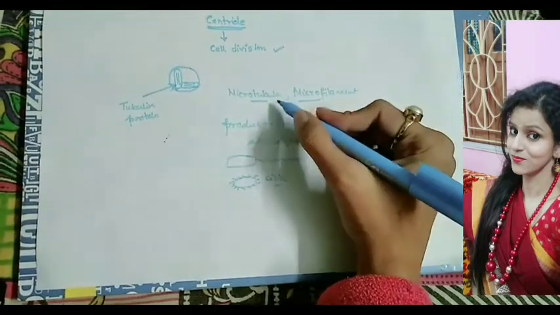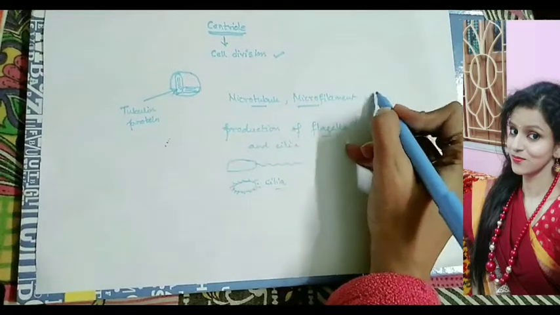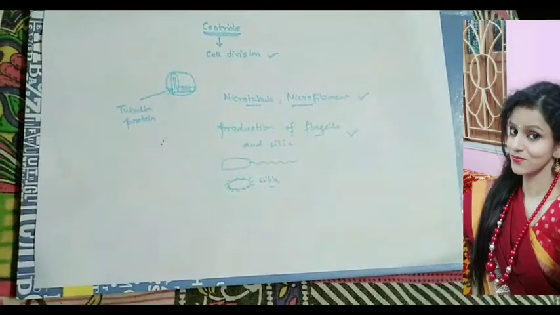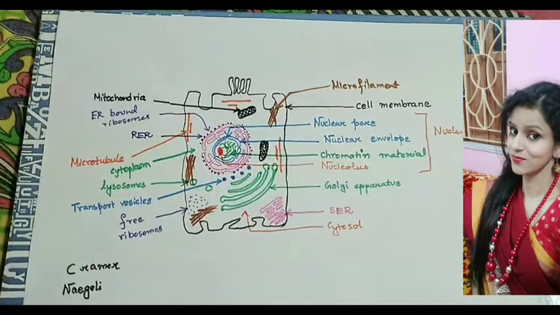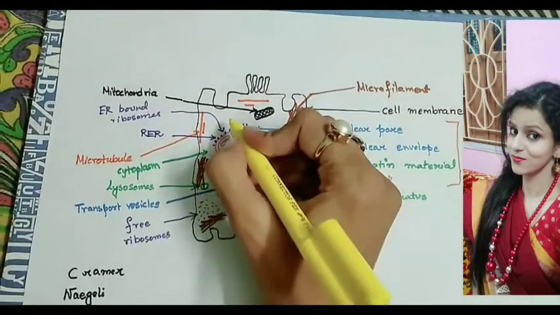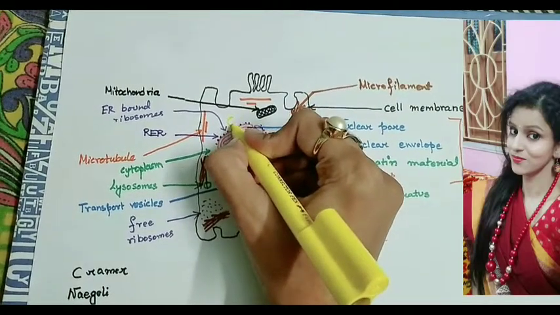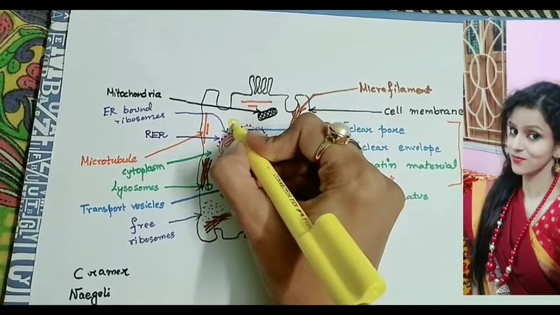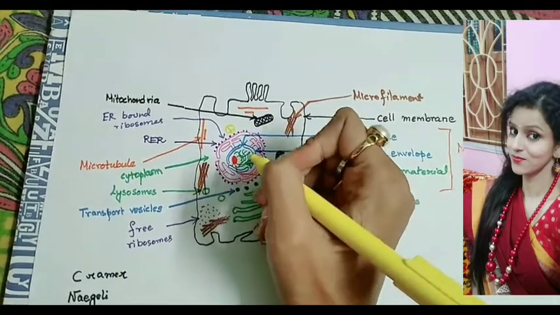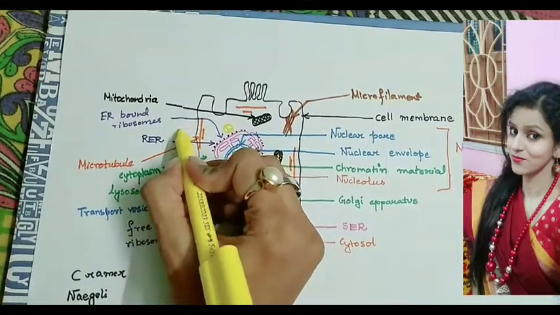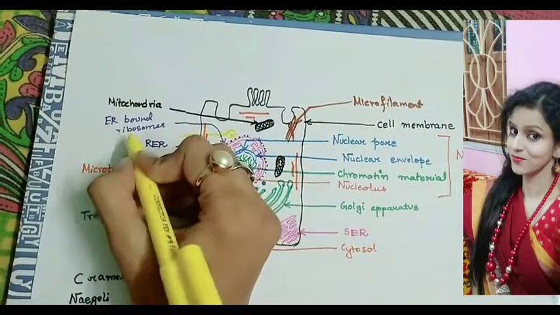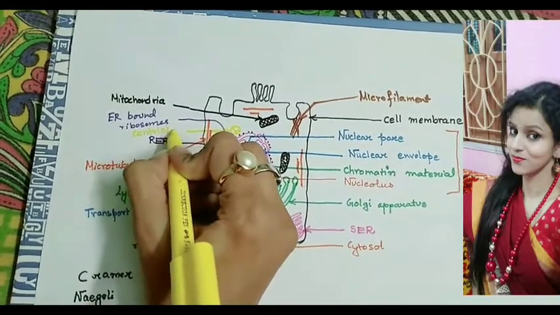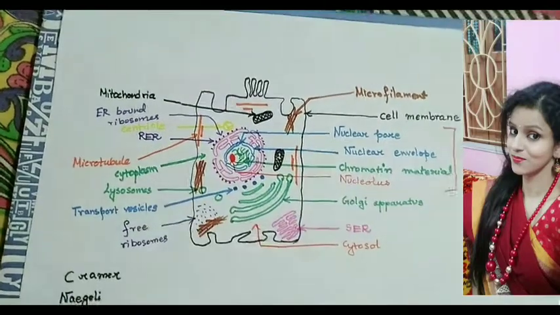Okay, so it helps in the production of microtubule and microfilament, and it helps in the production of flagella and cilia. Now let me bring that diagram once again, and I will draw the centriole with the help of this yellow color. So a small one I will just draw, and then I will label that. You have to label in this way only. Then I will write centriole. Okay, so in this way you have to write centriole. I hope it is clear to you.